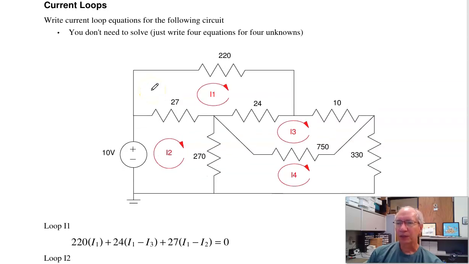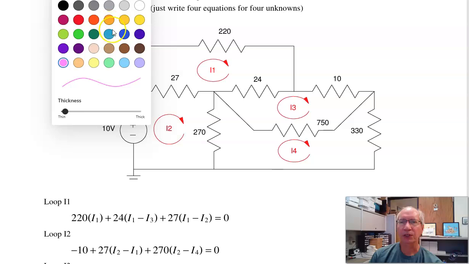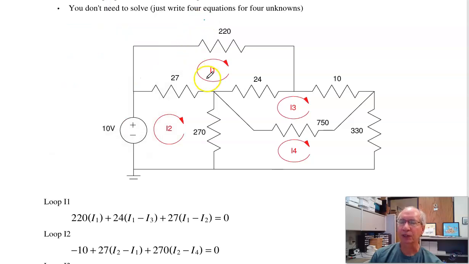Current loops. The idea behind current loops is I've got 4 loops, write 4 equations, 4 unknowns, which allows you to solve for the currents. On this one, you don't have to solve, just write the equations. Starting with I1, if I start right here, I get 220 I1 plus 24 times I1 minus I3 plus 27 times I1 minus I2 equals 0.